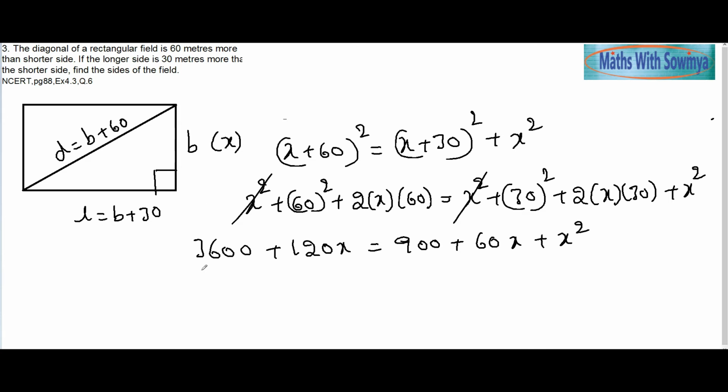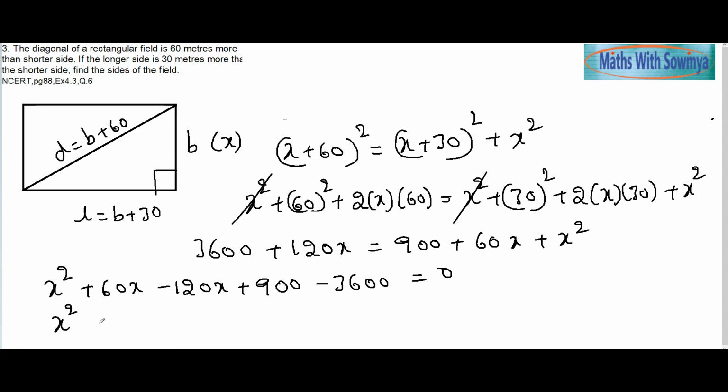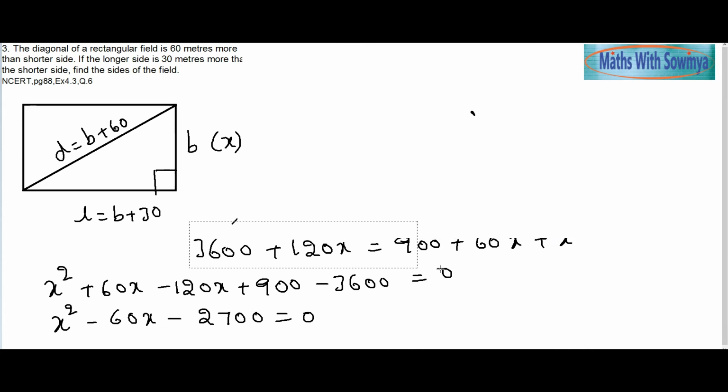So, just getting everything on the other side, we will get X square plus 60X minus 120X plus 900 minus 3600, which is equal to 0. We will get X square minus 60X minus 2700, which is equal to 0. We can solve this by factorization.